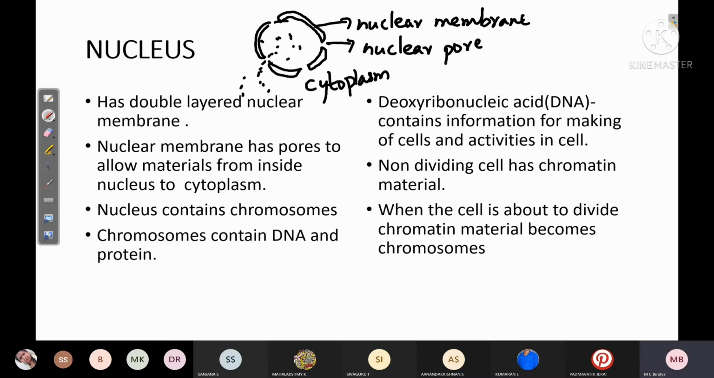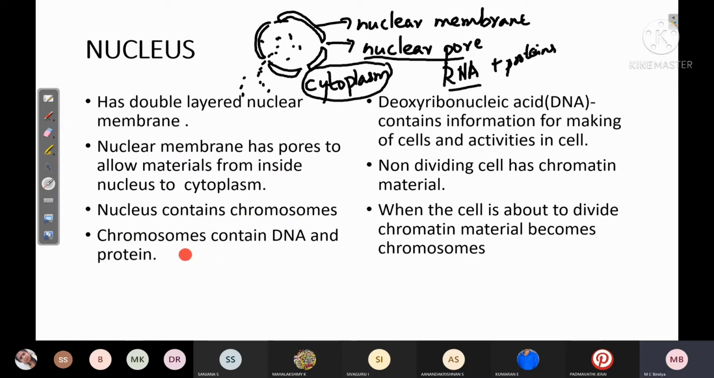In higher classes you will study about RNA. RNA is ribonucleic acid, that is another nucleic acid, and some proteins. They all come from the nucleus outside to the cytoplasm. So if they have to come out, there should be a hole here. That's why the nuclear membrane is double layered, but it is not completely surrounding the nucleus. Nuclear pores are also present. So the nucleus has a double layered nuclear membrane, and the nuclear membrane has pores to allow materials from inside the nucleus to the cytoplasm.